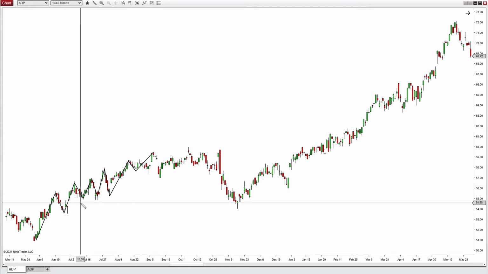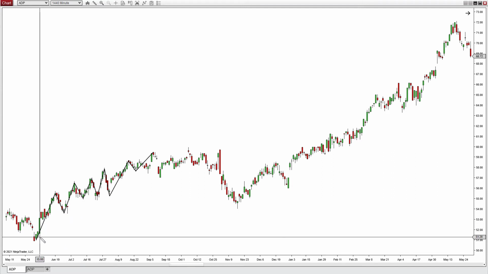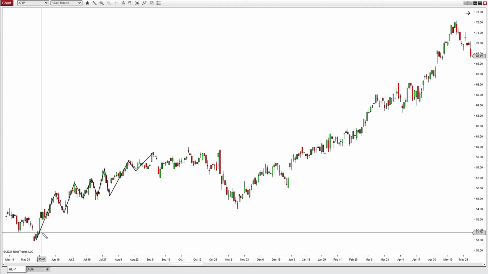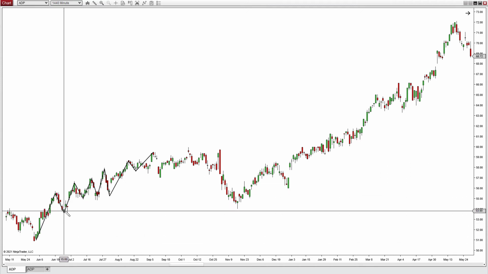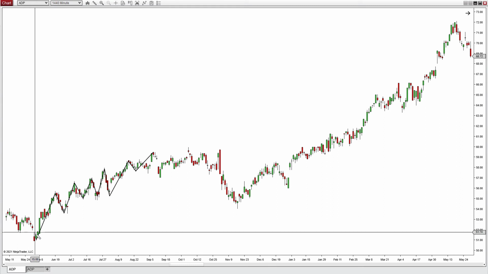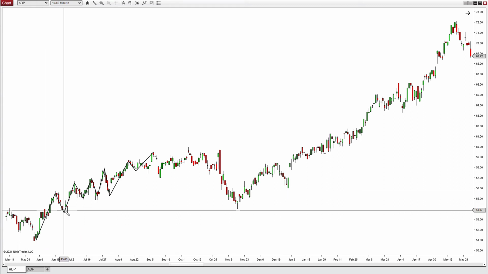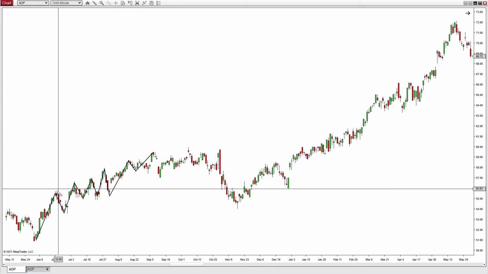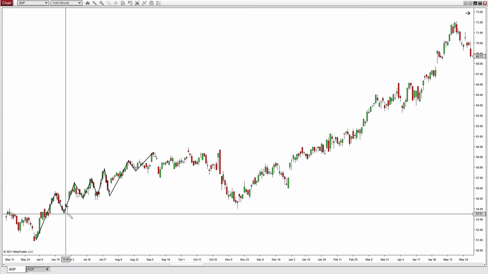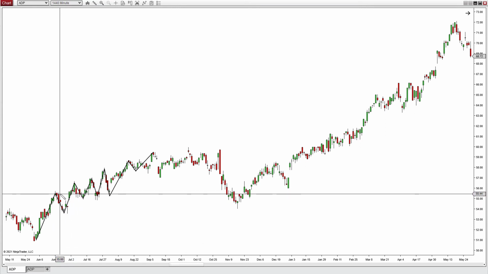So let's just introduce a couple of terms here. You're going to hear me talk about buy zones and sell zones. For me, a buy zone is nothing more than this action here. Price auctions higher, it retraces, it goes higher. This is going to be an area that I want to consider being a buyer.